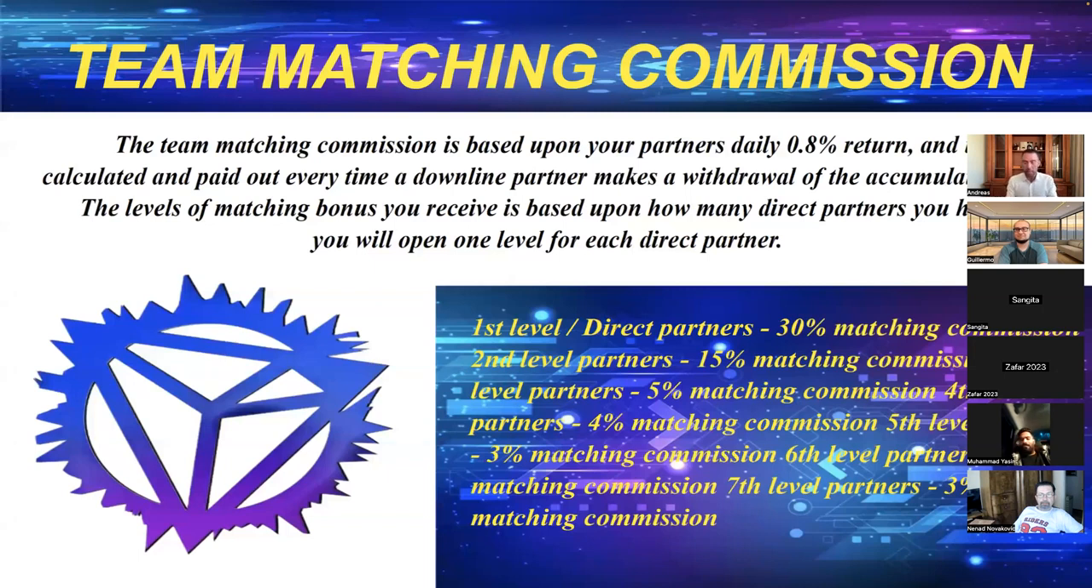And that's not all, guys. Your first line will probably introduce people as well. They will build their team, and that becomes your second level partners. You have a 15% matching commission on all second level partners as well. You have a 5% matching commission on all partners on your third level, 4% on your fourth level partner, and 3% on levels 5, 6, and 7. This accumulates and compounds to be a massive amount.